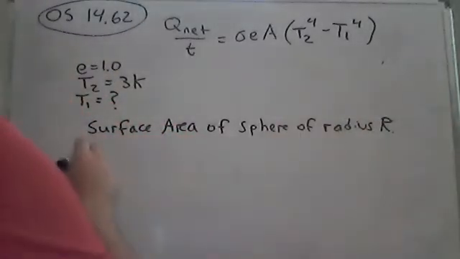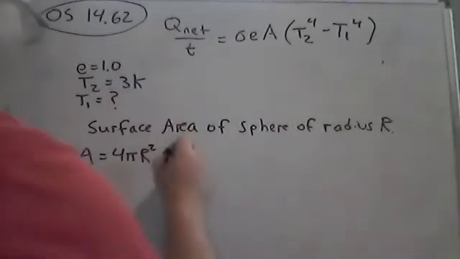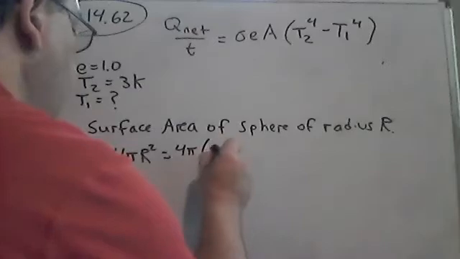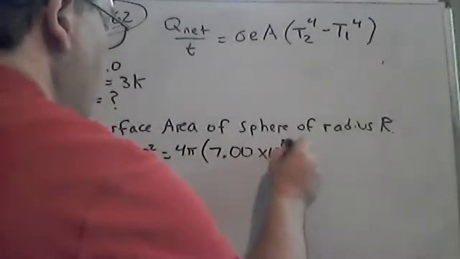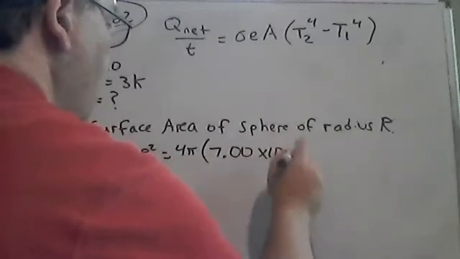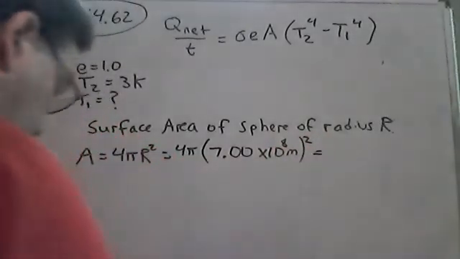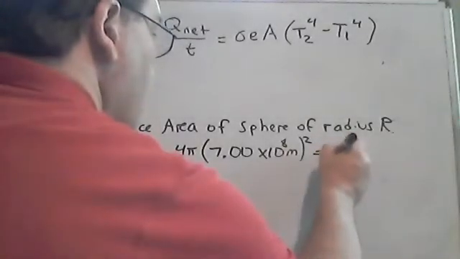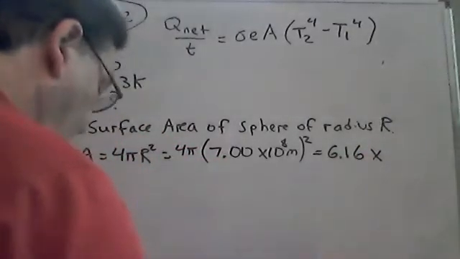Let's compute that. So the area that goes into this calculation is 4 pi r squared, or 4 pi, the radius of the sun, we're told it is 7.00 times 10 to the 8th meters. And don't forget to square that, and you'll find that the surface area of the sun is 6.16 times 10 to the 18th meters squared.